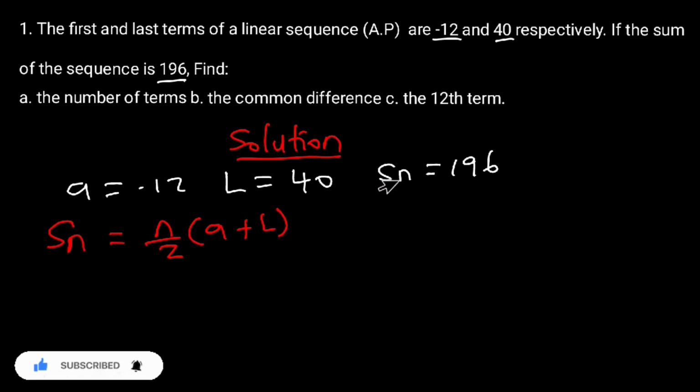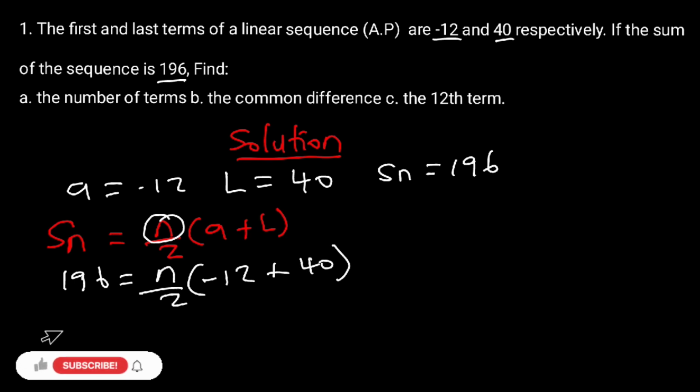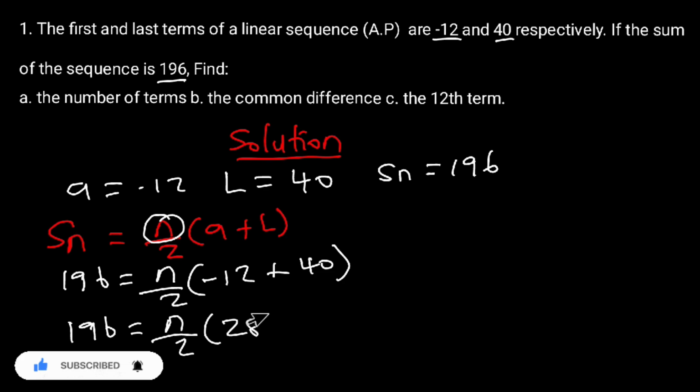So the sum of the sequence is 196. Then this is equal to, we have to find the number of terms, so this n is what we are looking for now. So we have n over 2 multiplied by, the first term is -12 plus the last term, which is 40. So we have 196 is equal to n over 2 multiplied by 40 minus 12, which is equal to 28.